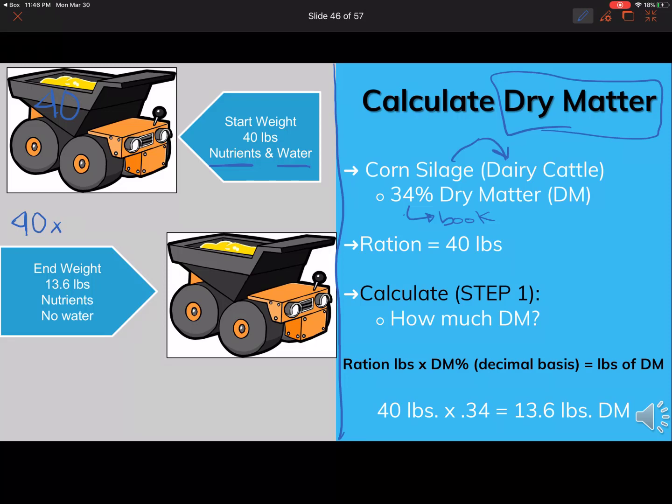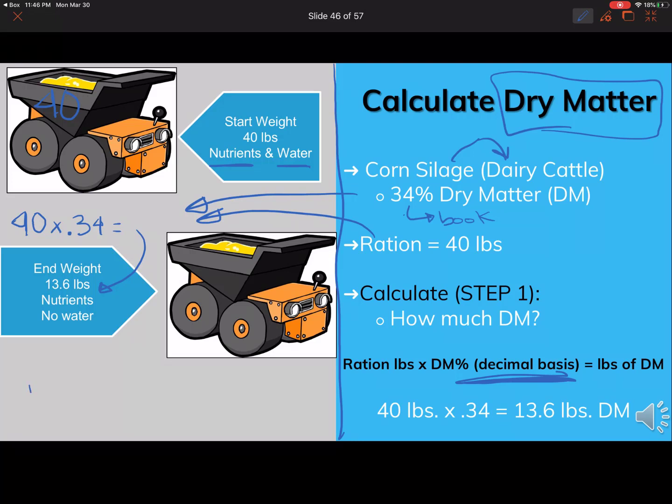Then I do some math. I'm going to take the ration pounds, because I know that's 40. This equation at the bottom will never change. I'm going to multiply it by the percent of dry matter that I found from that textbook. I'm going to put it in a decimal basis and multiply that across. What that tells me is, I started with 40 pounds of feed in my dump truck, but when I take the water out, I actually only have 13.6 pounds of feed.